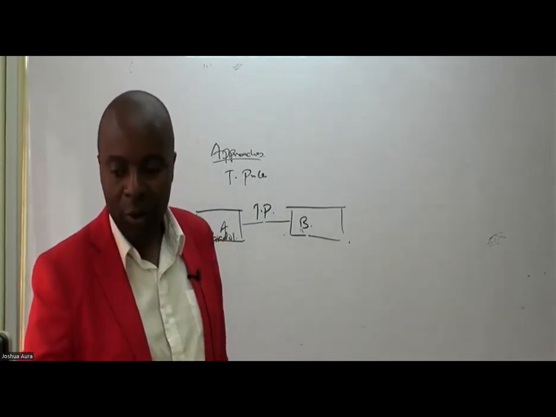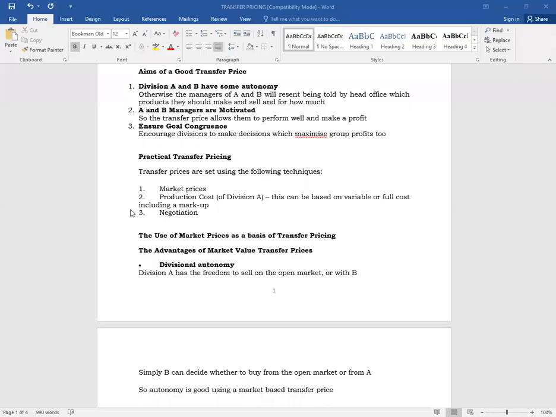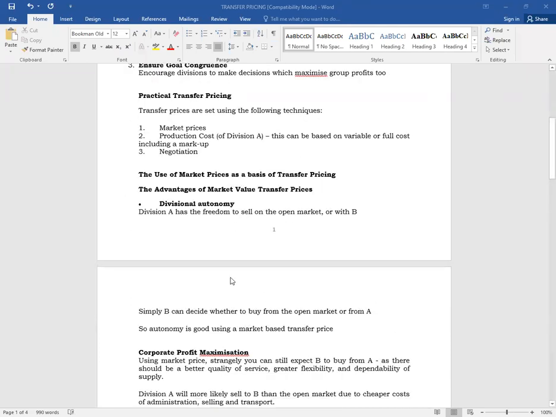Cover their own costs. Now, when we talk of market prices, remember I've given you a handout, which I believe you guys can as well read here. So they've given us here advantages of market value-based transfer prices. So Division A, of course, now will have an autonomy. It's market, remember. If you don't buy my goods, I can get a market outside there. So it promotes the concept of independence.